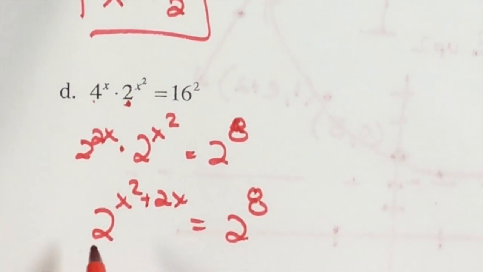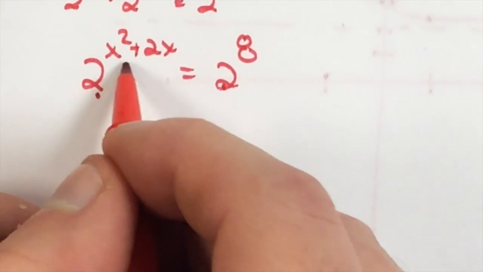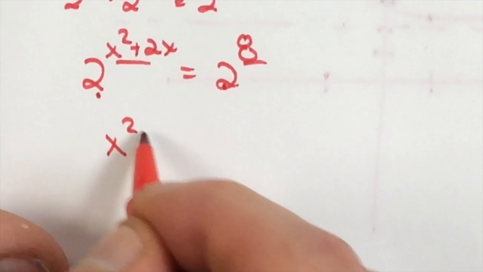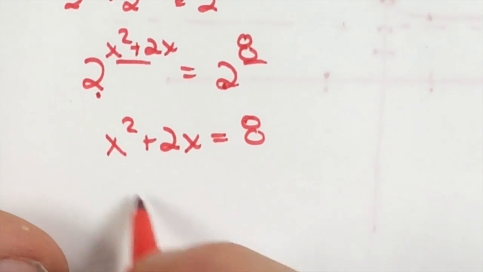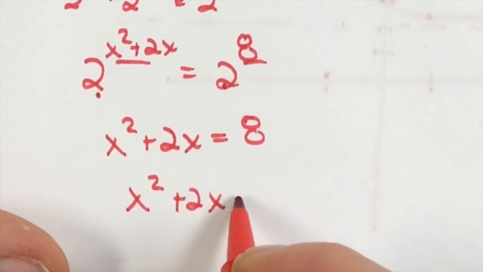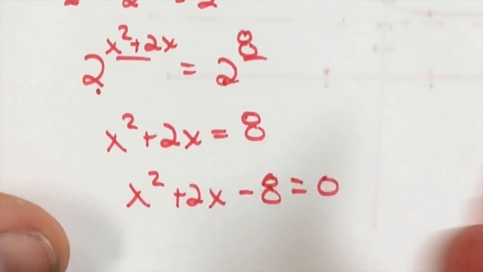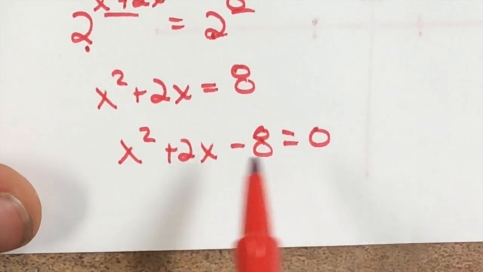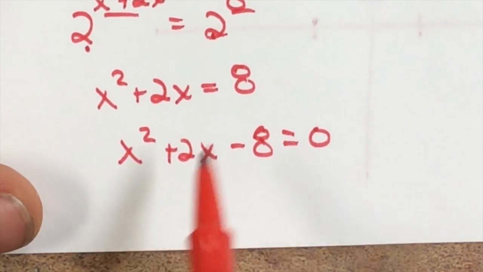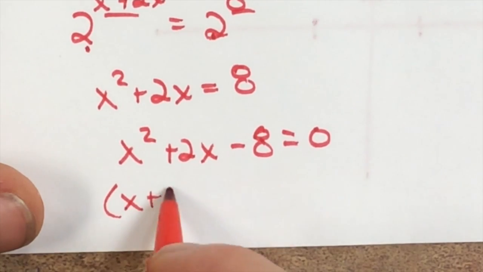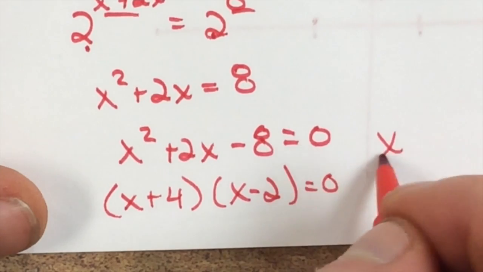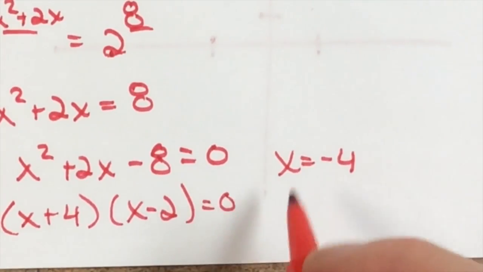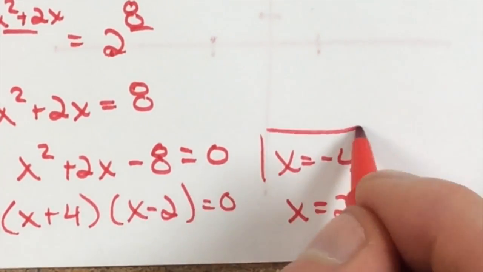Now I have like base on either side, set the exponents equal to each other. So I have x squared plus 2x equals 8. Subtract 8, I get x squared plus 2x minus 8 equals 0. So now we're just factoring. Numbers that multiply to negative 8 that add to positive 2. That's x plus 4, x minus 2 equals 0. So that means x equals negative 4 and x equals 2.